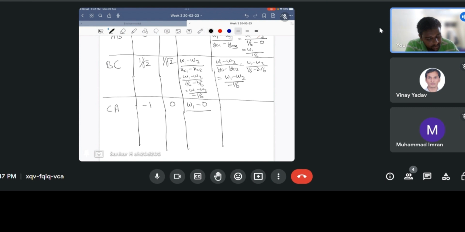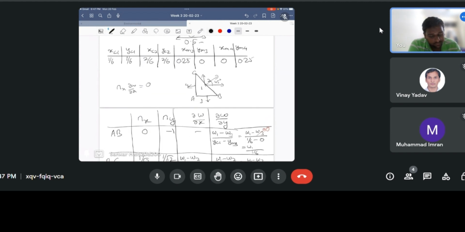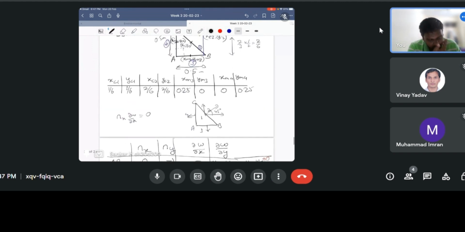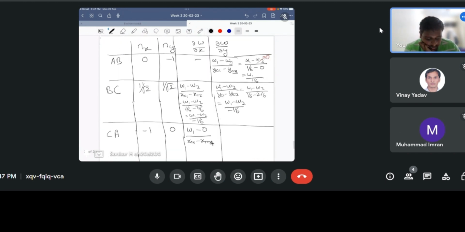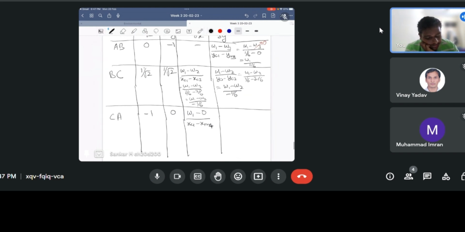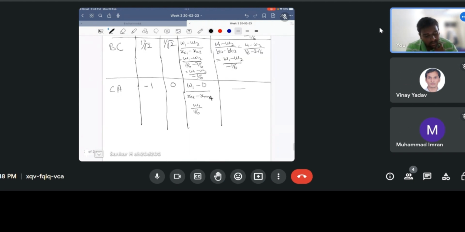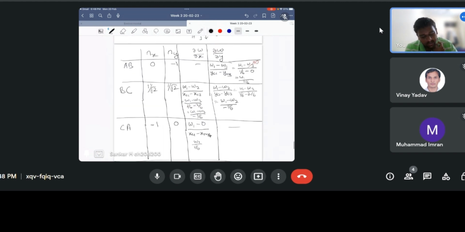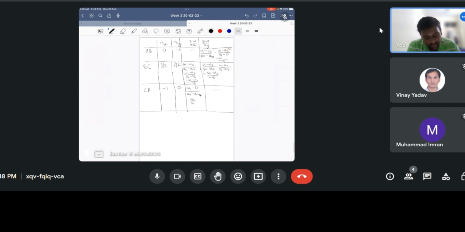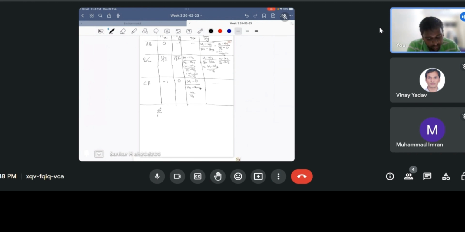So w1 minus 0 by xc1 minus xm4, and xm4 is 0 and xc1 is 1 by 6. So we'll get it as w1 by 1 by 6. And we don't have to compute dou w by dou y since ny is 0 and that term does not exist. So we have this also ready.